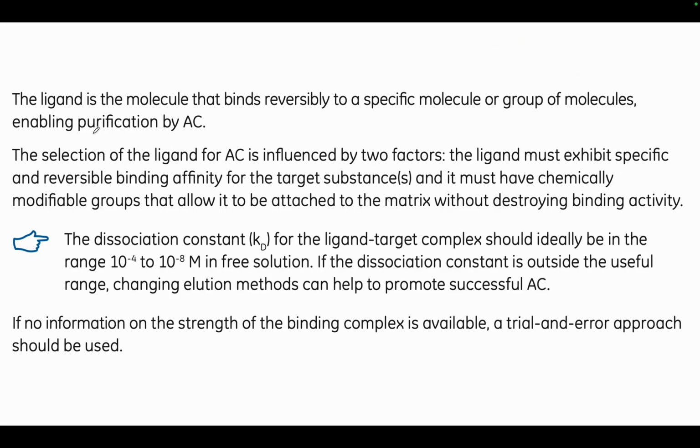The ligand that we are using, that is the molecule that binds reversibly to a specific target, which enables the purification. There are two factors to select this ligand. It should have specific and reversible binding. Okay, in classical affinity chromatography, the binding between the ligand and our target should be reversible because this is our ligand and this is our target. We also want to be able to elute the target, right? So we can recover it.